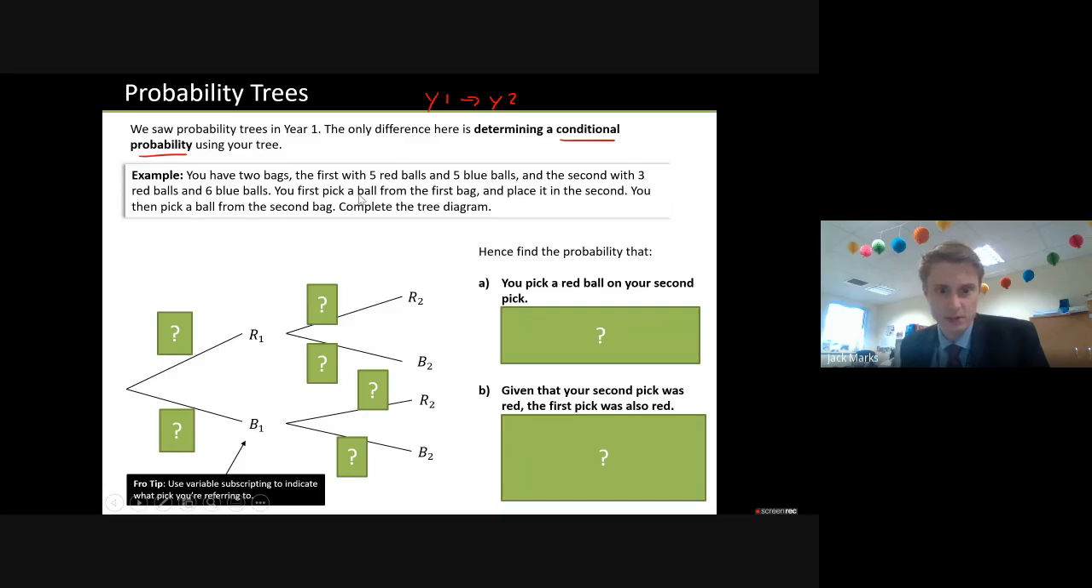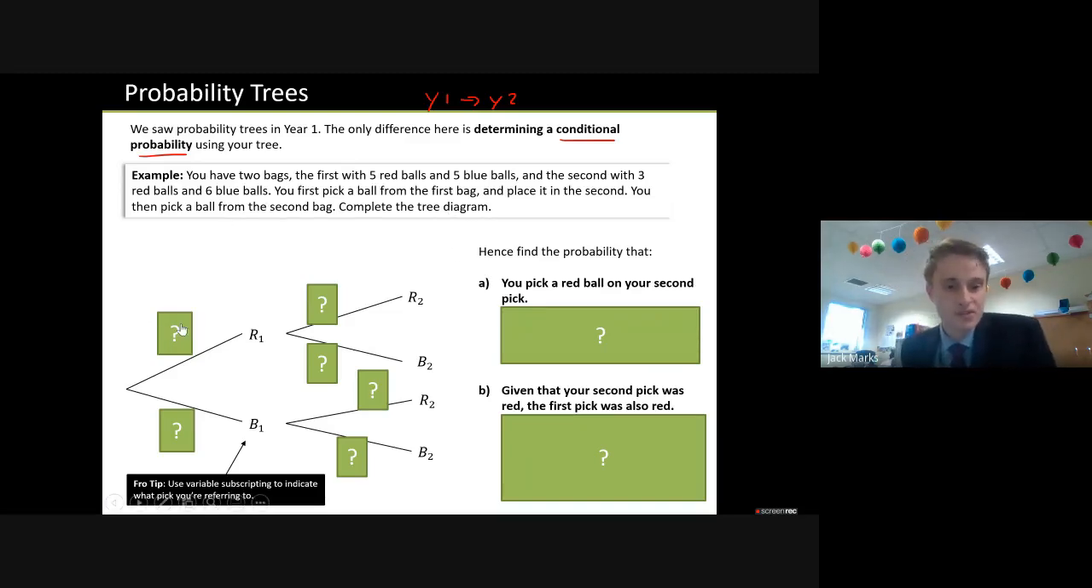3 red, 6 blue. You first pick a ball from the first bag and then you place it in the second. So you take one from the first bag and you place it in the second. So what's going on here then? Well, they're connected, aren't they? If you think about it for a second, what happens the first time around is affecting what happens the second time around. Okay, so you just need to think about what's happening carefully. You then pick one for the second one.